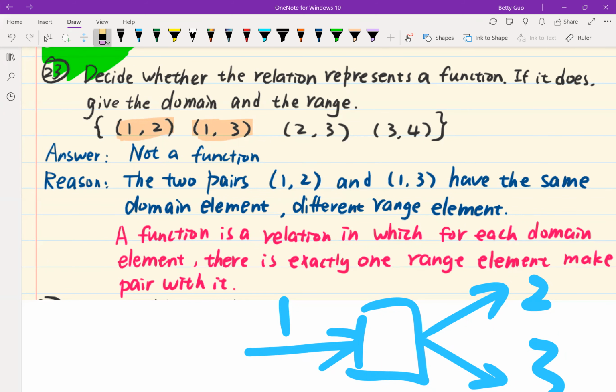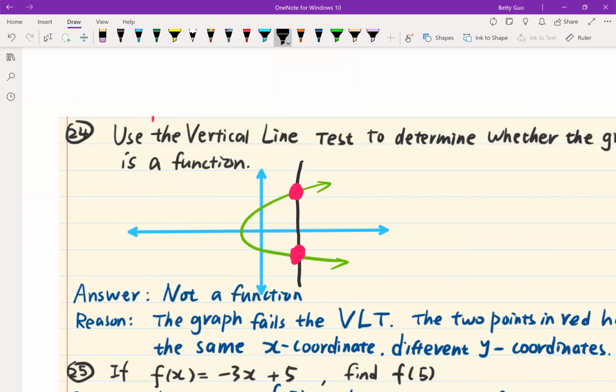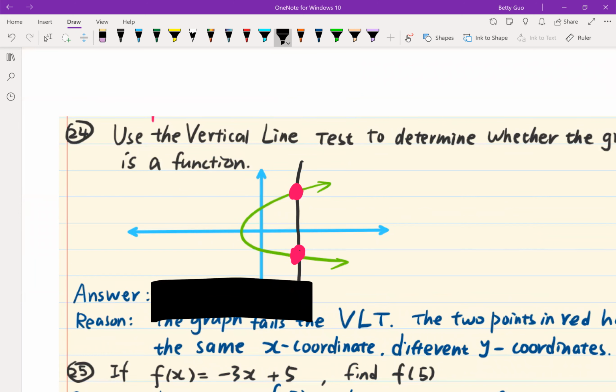Number 24. Okay, determine function or not. Is this a graph? We have a very convenient technique to determine if a graph is a function. What's the technique? Vertical line test. So apply the vertical line test. Tell me, is this a parabola? This parabola is open to the right.